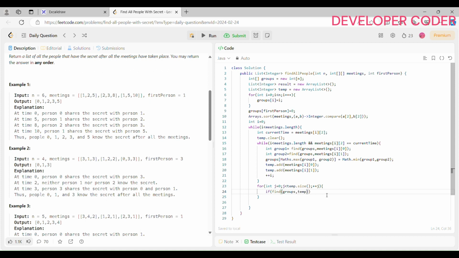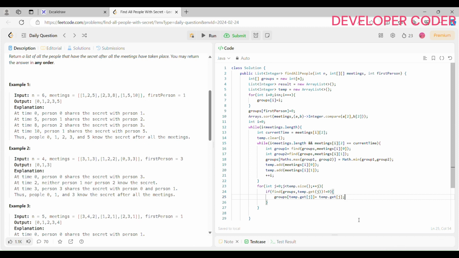temp.get at this particular index j. If this is not equal to 0, then only we need to update, otherwise let it be 0 only, right? Is not equal to 0. In that case, I am going to update my groups value, temp.get(j), is equal to temp.get(j). That's it. So here what I am doing, I am just updating the groups.